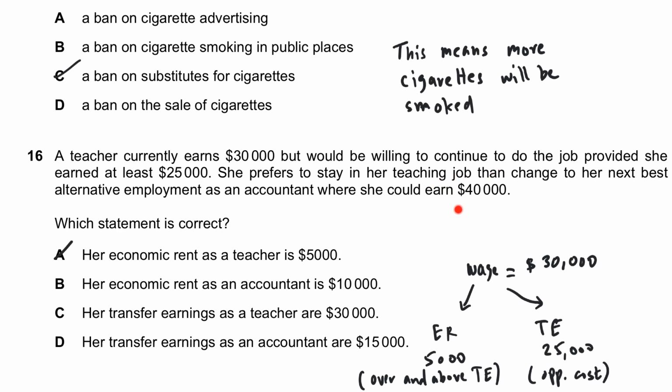Now, why don't we consider this information that she can also earn $40,000? Well, to do this current job, you require $25,000. So this isn't really the opportunity cost of her teaching job. The decision is that she prefers to stay in the teaching job than to go into another alternative employment. That's why for us the opportunity cost of staying as a teacher is $25,000. So her economic rent is $5,000, which is the difference between $30,000 minus $25,000.